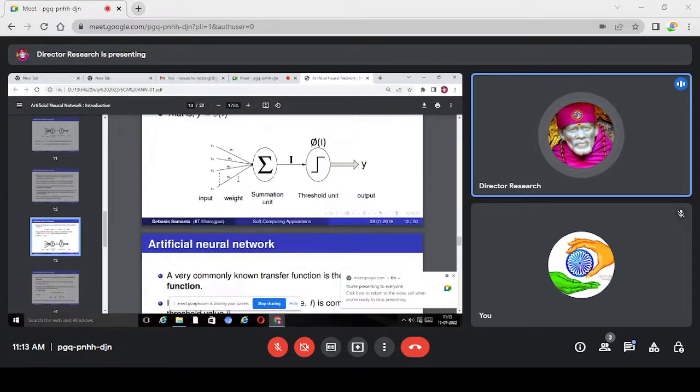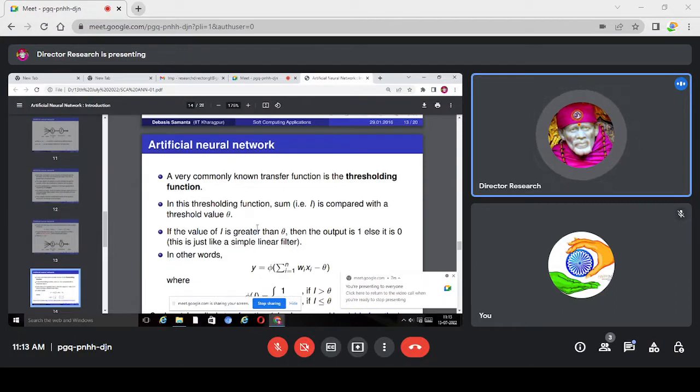Just observe the input, weight, summation unit, threshold unit, and output. A very commonly known transfer function is the thresholding function. In this thresholding function, the sum is compared with the threshold value theta. If the value I is greater than theta, the output is 1, else it is 0. Just observe the logic: I greater than theta, I less than theta.